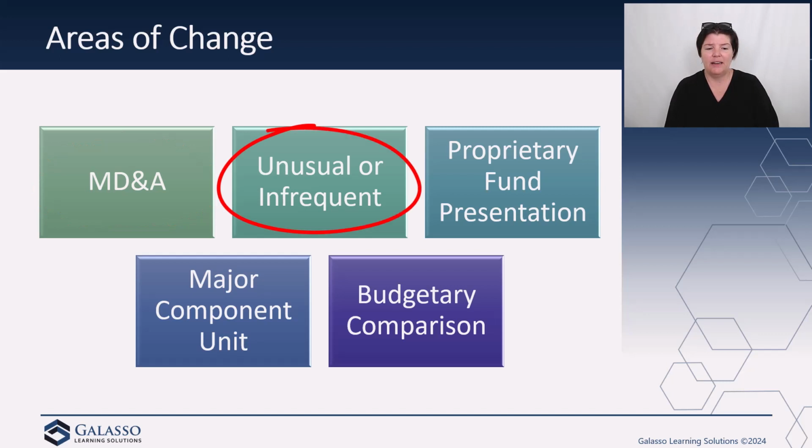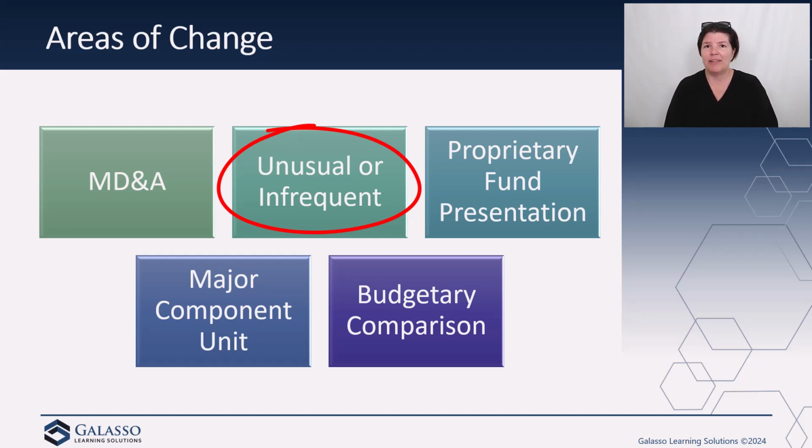On the side of the unusual or infrequent items, this is also going to provide a change in presentation. It describes unusual or infrequent items as transactions or other events that are either unusual in nature or infrequent in occurrence, right? So we get a little bit of a name change here from our extraordinary items and our special items. We just have unusual or infrequent.